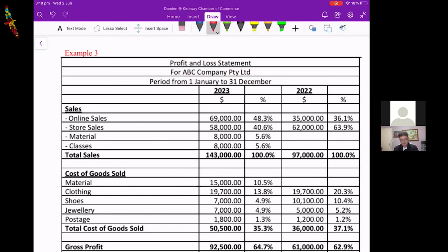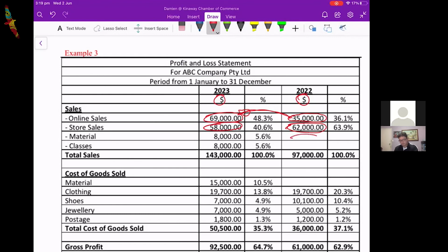Okay, again, let's have a look at what the dollar values are telling us. Online sales have gone from 35,000 to 69,000. So they've increased. Online sales, almost double. Store sales have gone from 62,000 to 58,000. So they've actually come down. Store sales have decreased. This kind of makes sense because Mary has stopped working in the store for 2 hours at the end of each afternoon. So that's possibly where she's lost sales of that $3,000.